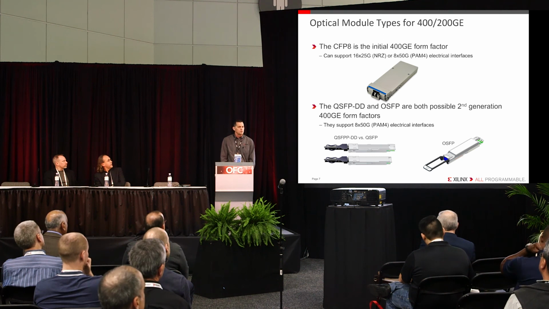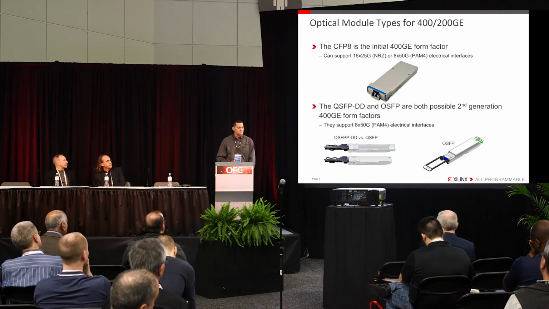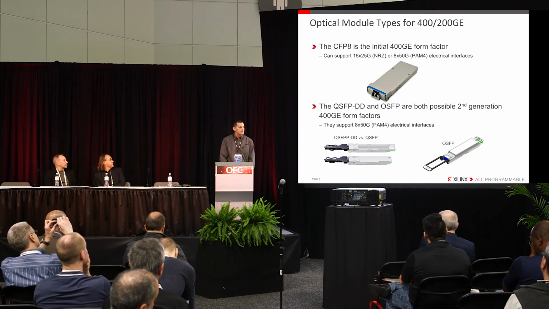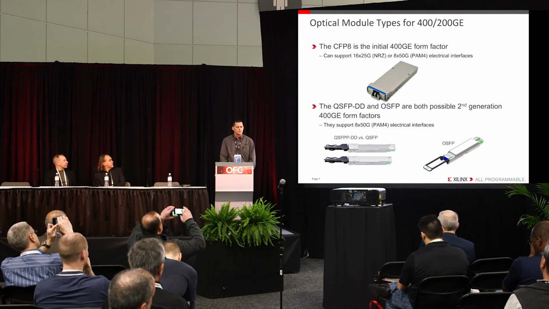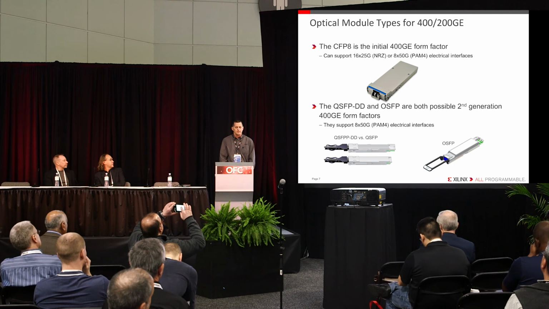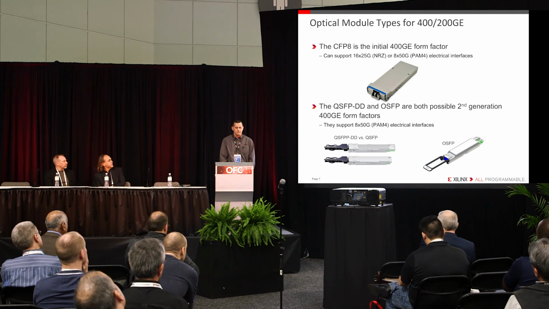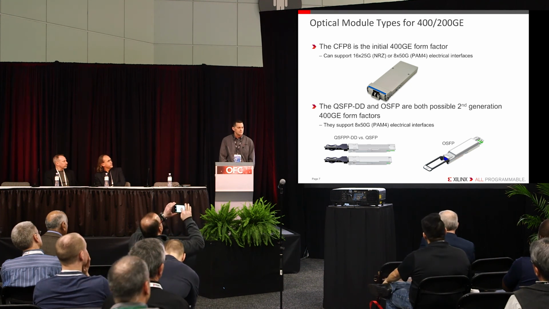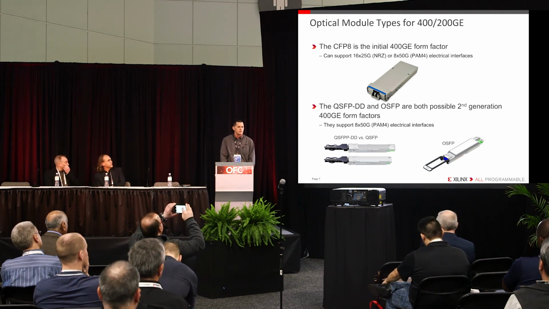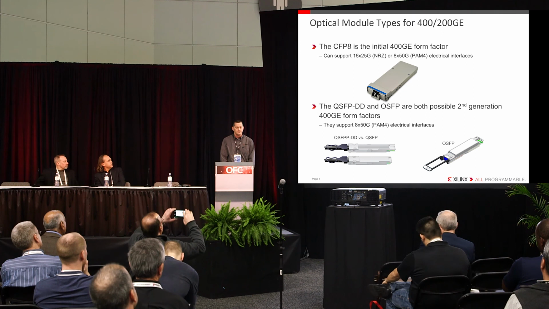Just a little bit about the optical modules. If you look around the show floor, you'll see some of these modules around. You'll see CFP8, that's the initial form factor for 400 gig E. That's in a number of the booths, and I'll talk about that demo that's going on in multiple booths at the end of this presentation. It can support a 16 by 25 gig electrical interface to that module, and it can also in the future support 8 by 50 gig PAM4 interface if you want.